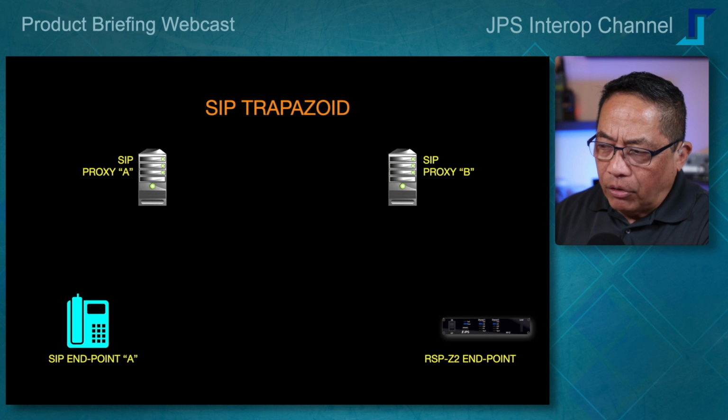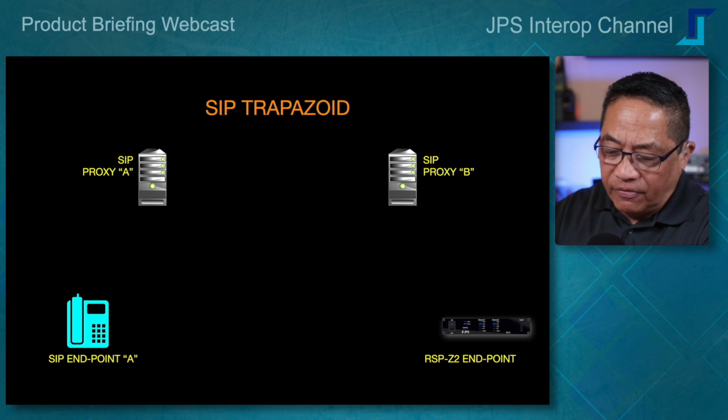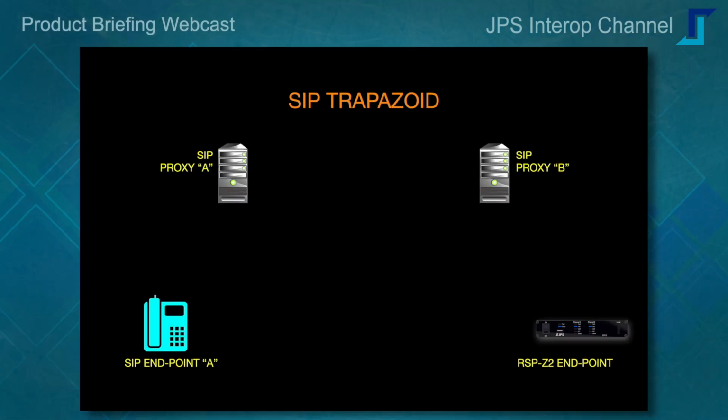All right, so I'm going to go ahead and reverse the process here. And so back at our example here, Carol, let's talk about an outbound call. So I want to make a call from the RSP-Z2 outbound to another telephony device. Again, this could be a mobile phone. It could be to a video conferencing platform that can support SIP. And so let's dial from the RSP-Z2.